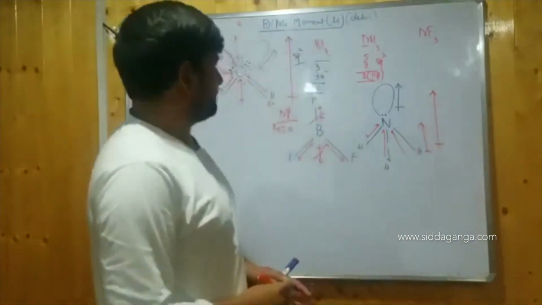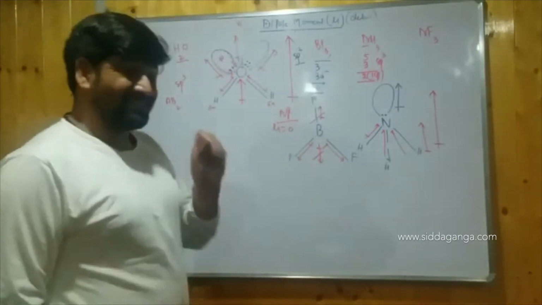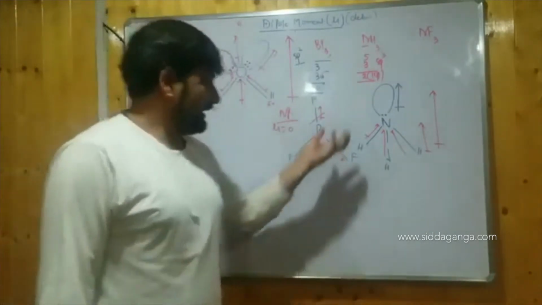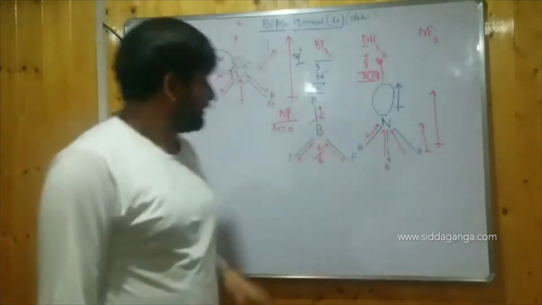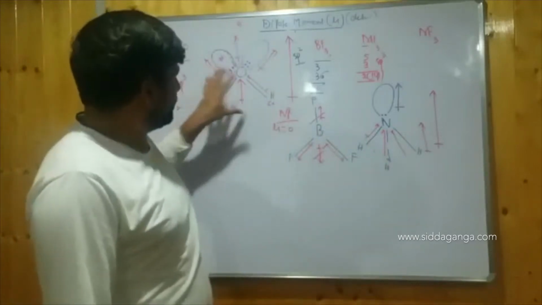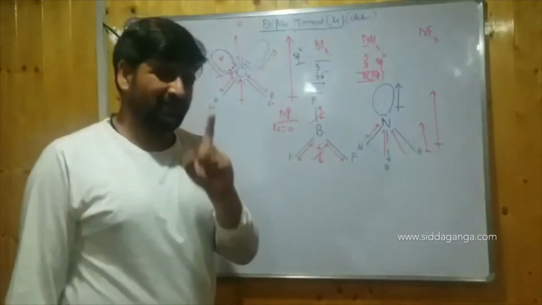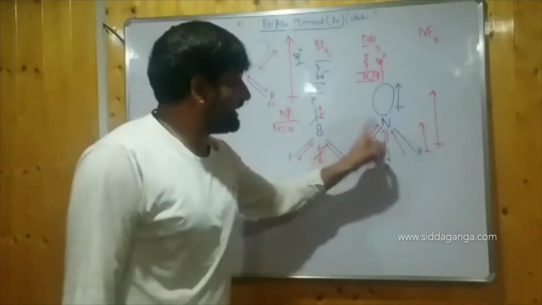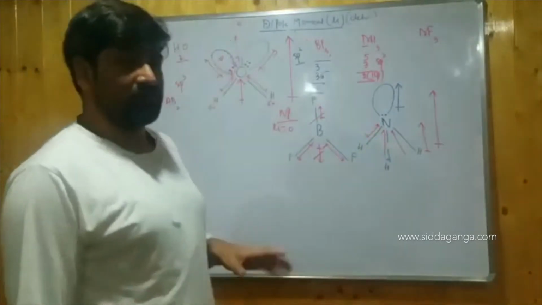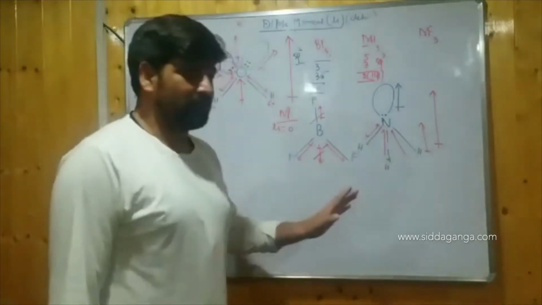Now the question is, in the water molecule there is also a synergistic effect. In NH3 also there is a synergistic effect. Why then is the boiling point of water higher than that of ammonia? The answer is very simple: the difference in electronegativity and the presence of lone pairs of electrons. Basic thing, difference in electronegativity.